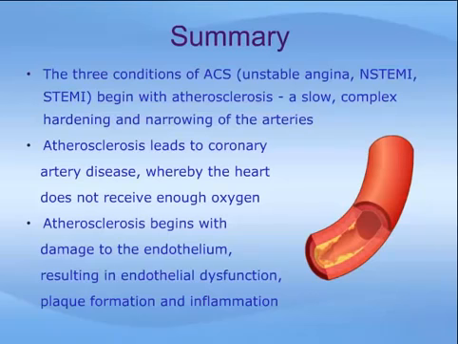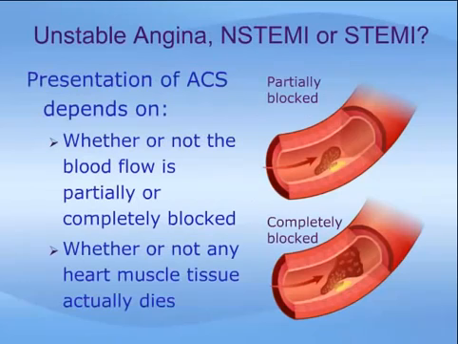To summarize, the three conditions of acute coronary syndrome, unstable angina, NSTEMI, and STEMI, begin with atherosclerosis, the slow, complex hardening and narrowing of the arteries. Atherosclerosis leads to coronary artery disease, the condition whereby the heart muscle does not receive sufficient blood flow and oxygen supply. It is thought that atherosclerosis begins with damage to the inner lining of the arteries, the endothelium, resulting in endothelial dysfunction and the process of arterial plaque formation and inflammation.